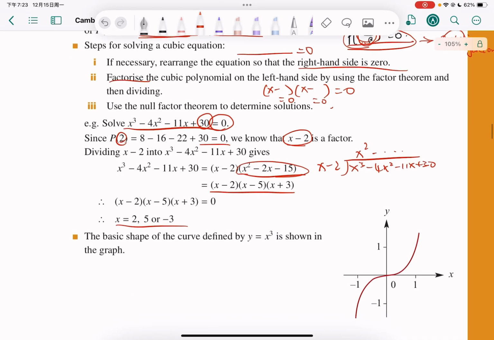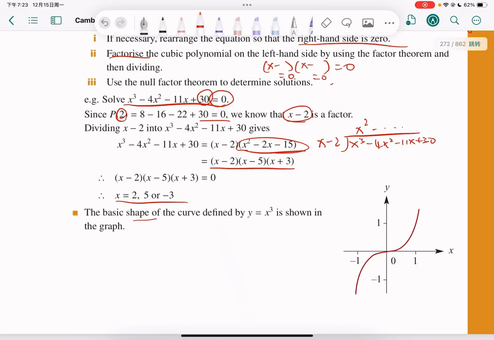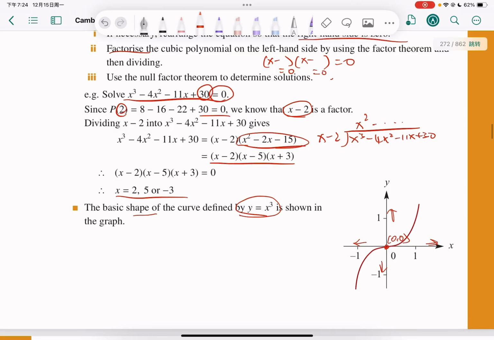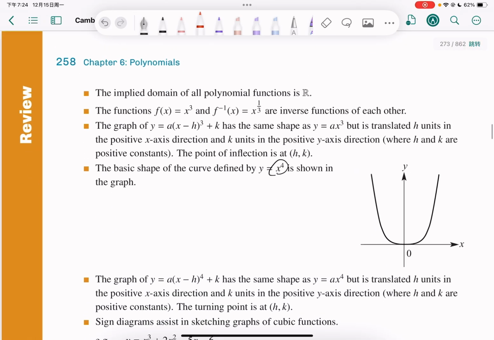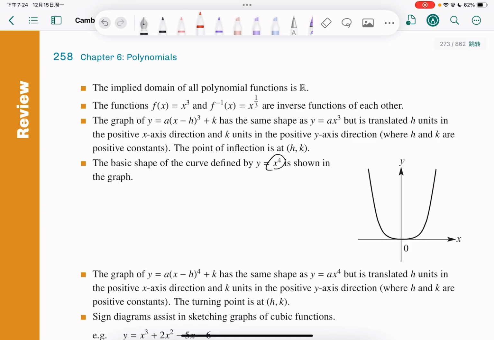Okay, the basic shape of x cubed is like this. When x is 0, y is 0. When x is positive, y is positive. When x is negative, y is negative. And this point, 0, 0, is a point of inflection. The implied domain of all polynomials is R, so we can take any x value for the polynomial functions.